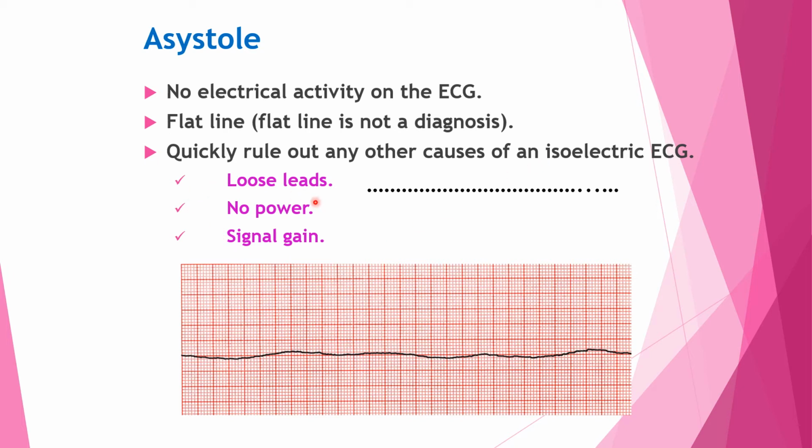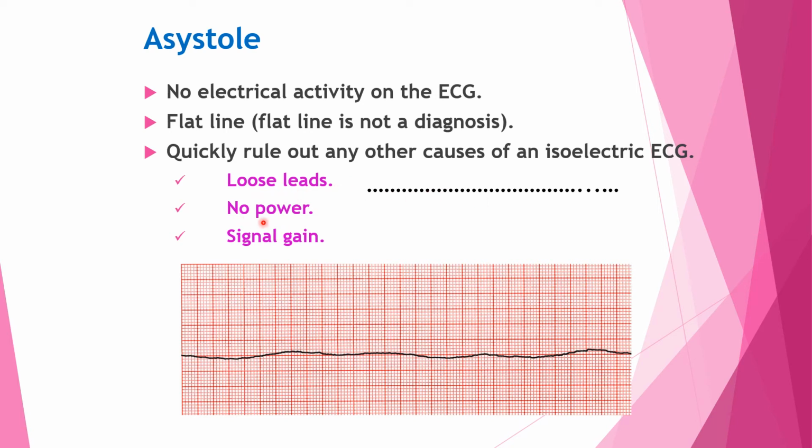Like what? Like loose leads. Actually, the old machine, if there is a loose lead, will give me a flat line. But the new machine now will not give a flat line like this, it will give a dotted line. If I see this dotted line on the monitor, that means there is a loose lead. I will ask somebody to check whether the leads are connected correctly or not.